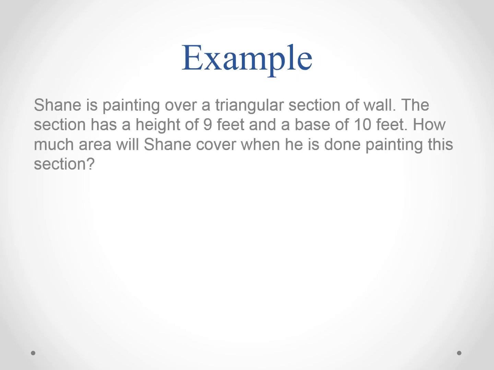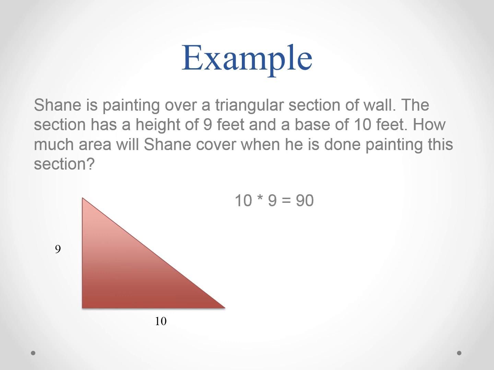In this example, Shane is painting over a triangular section of wall. The section has a height of 9 feet and a base of 10 feet. How much area will Shane cover when he is done painting this section of wall? So let's imagine this is our section of wall. We have the dimensions of 9 and 10 feet, and then we can plug them into the formula. So we take our 10 and our 9, multiply them to get number 90, and then multiply that 90 by a half, which would give us 45 feet as the area.